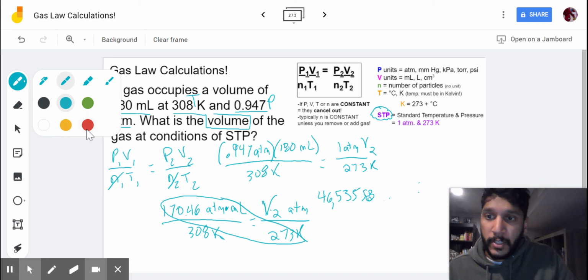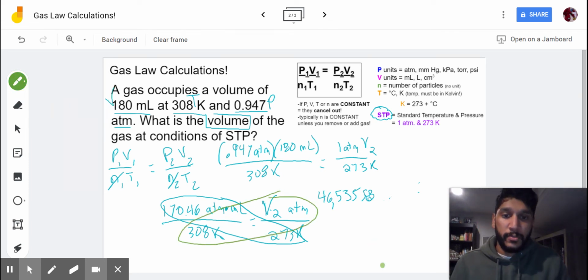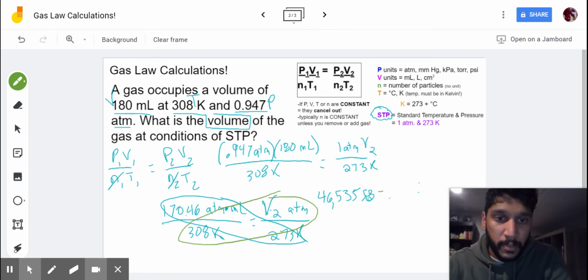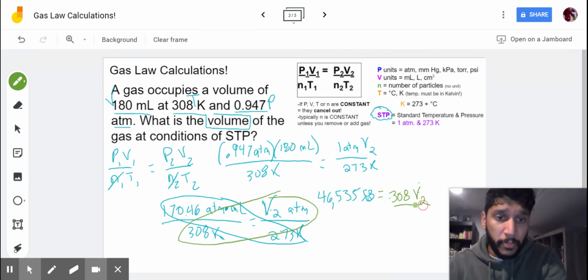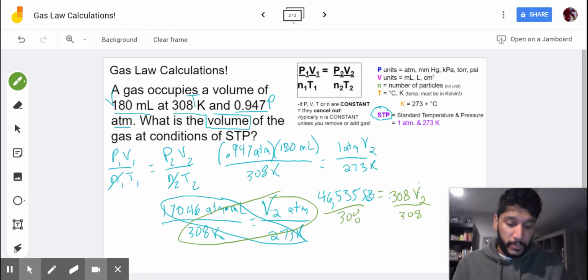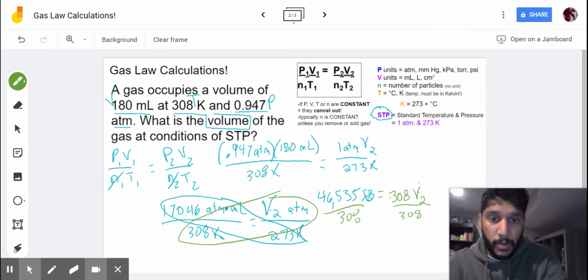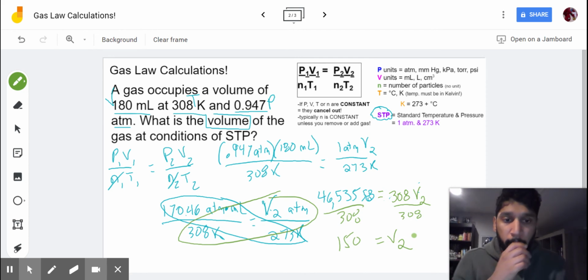I'm going to change colors here to green. And we're going to take 308 times V2 to be on our other side. So we got 308 V2. All right, so if we want to isolate our variable, we're going to divide both sides by 308. So I'm taking 46,535.58 divided by 308. And I got 151. That's going to equal our V2.